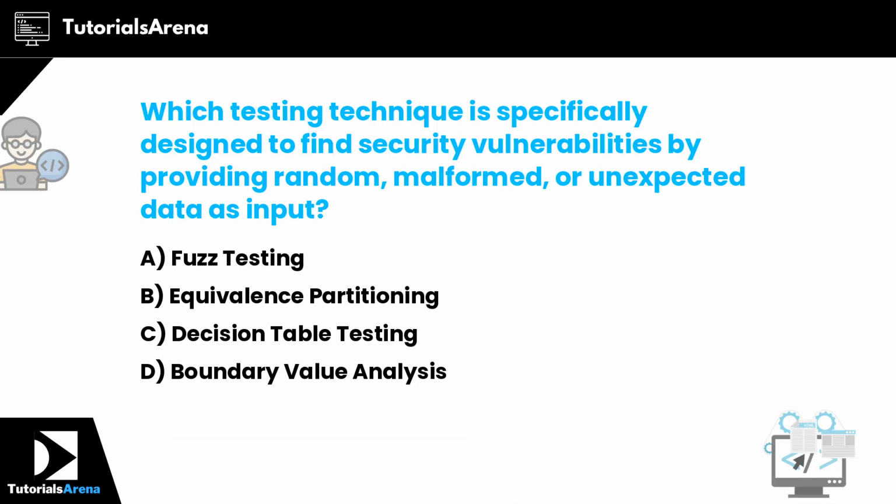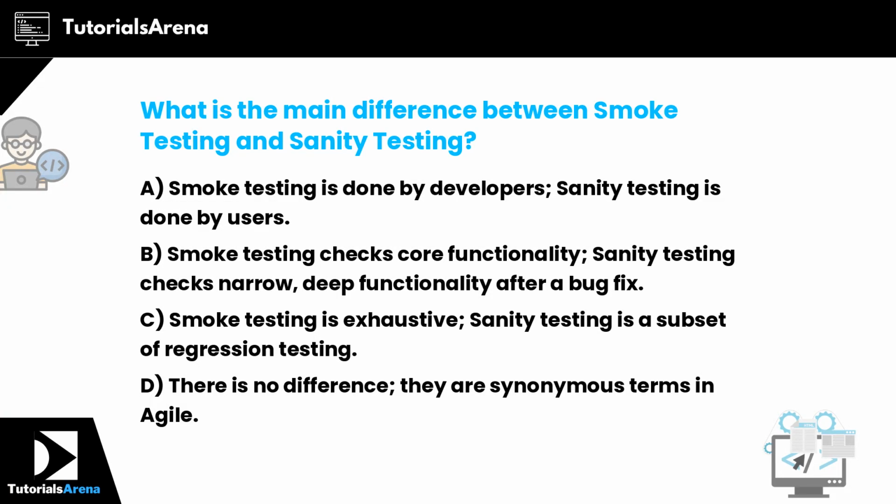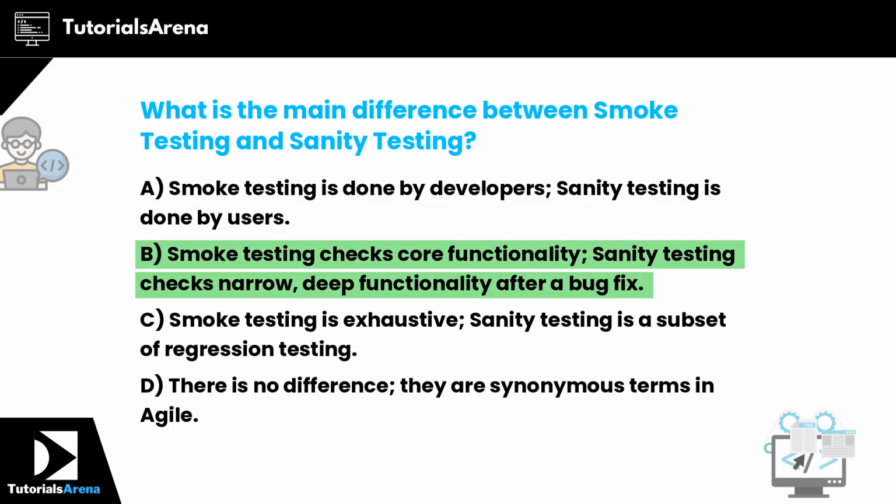Which testing technique is specifically designed to find security vulnerabilities by providing random, malformed, or unexpected data as input? The correct answer is option A, fuzz testing. What is the main difference between smoke testing and sanity testing? The correct answer is option B. Smoke testing checks core functionality. Sanity testing checks narrow, deep functionality after a bug fix.